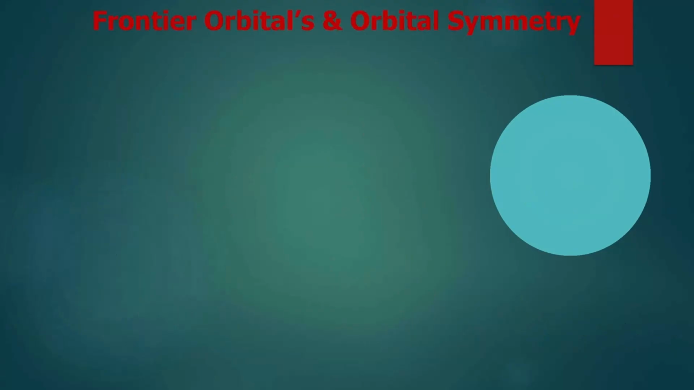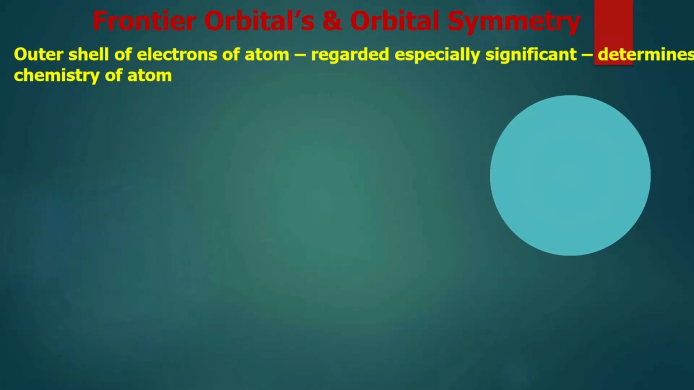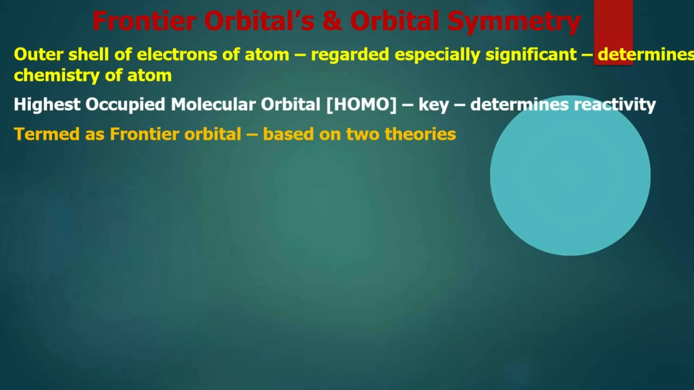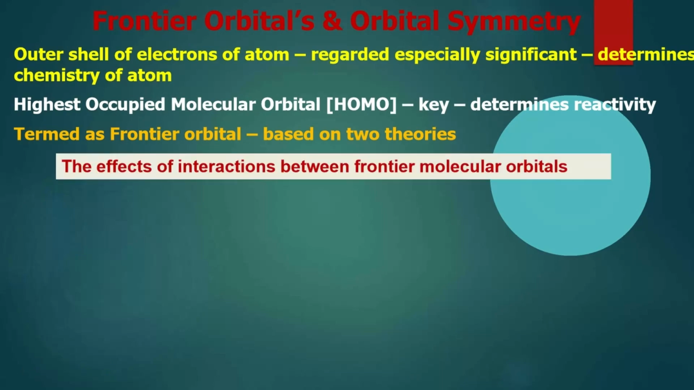As per frontier molecular orbital theory, it is the outer shell of electrons of atoms which are very significant to determine the chemistry of atoms. The highest occupied molecular orbital is the key orbital which determines the reactivity of the particular starting material or the molecule. These are termed as frontier orbitals based on the two theories.